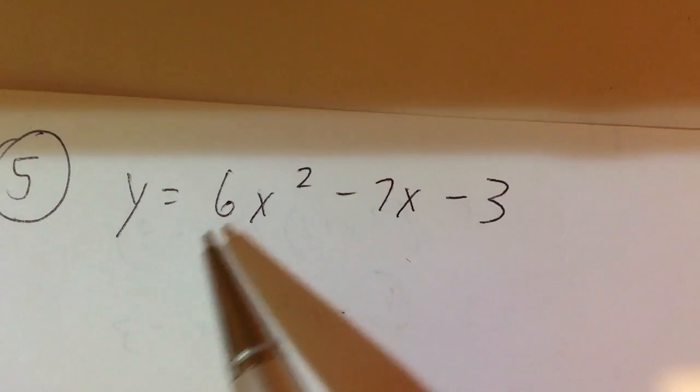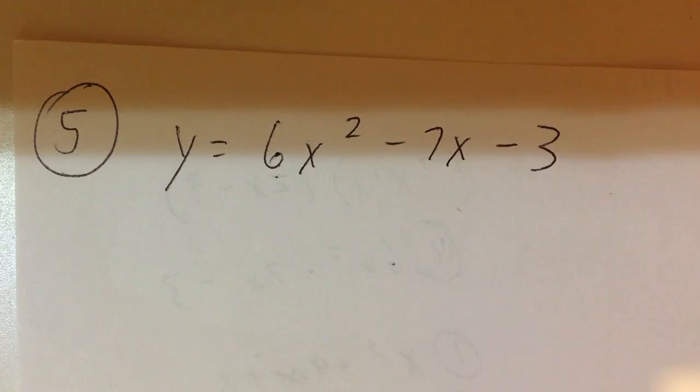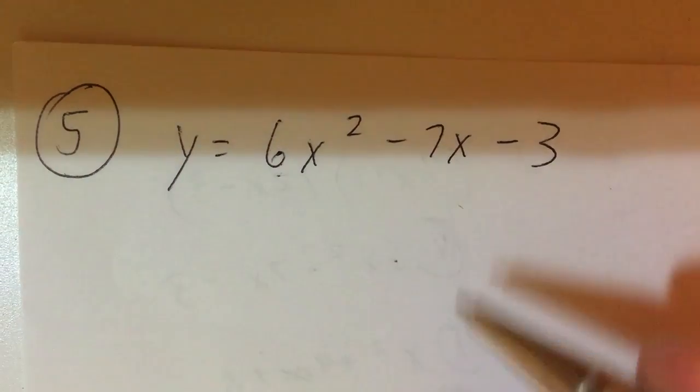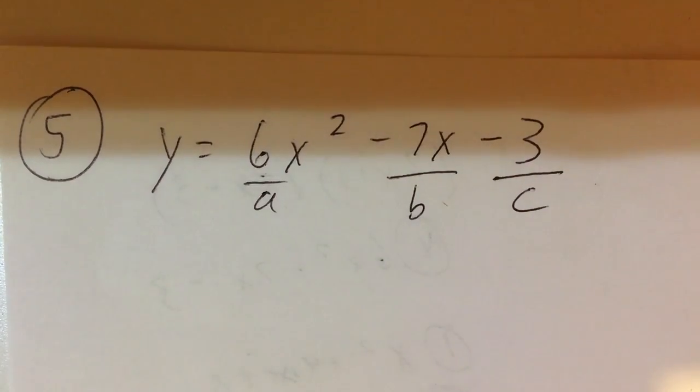Now this one, there's nothing to take out of all these numbers. You can't factor any number out of 6, 7, and 3 to make it nicer looking, okay? So let's do like we always do, just like we've always been doing. Label our A, B, and C, okay?